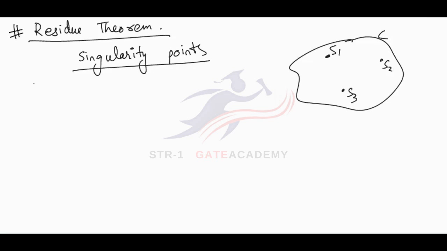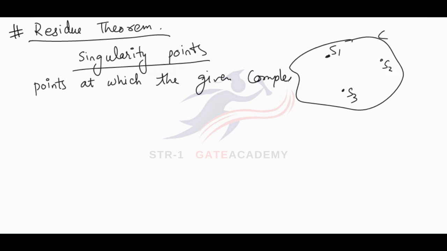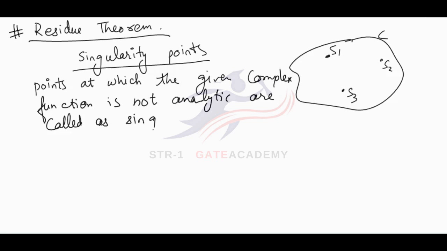Right? So we can write down: points at which the given complex function is not analytic are called singularity points. Right? Now we can actually find the residue there.